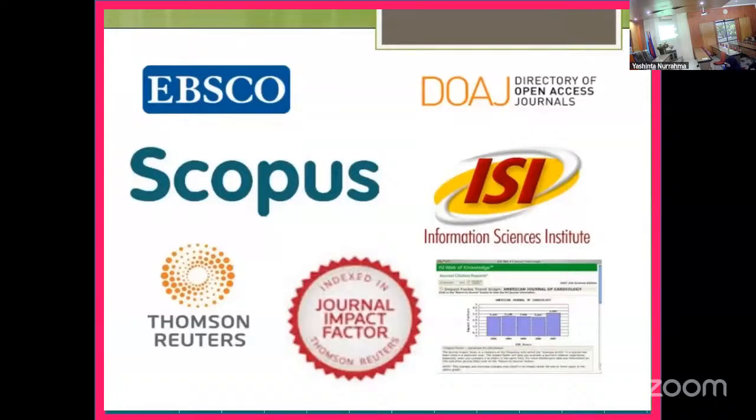Okay, so this is the level for this type, and as I mentioned, there is open access journals, which includes lots of non-indexed journals, then Scopus journals, and ISI. ISI is very important.